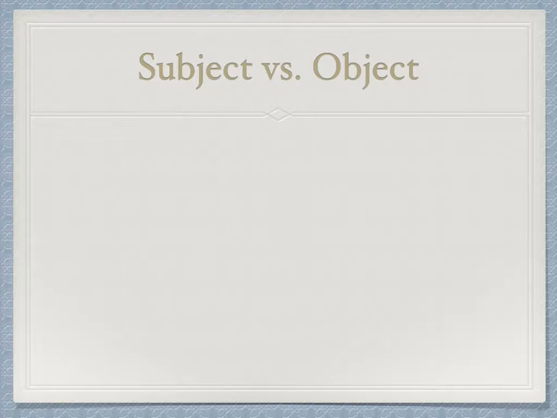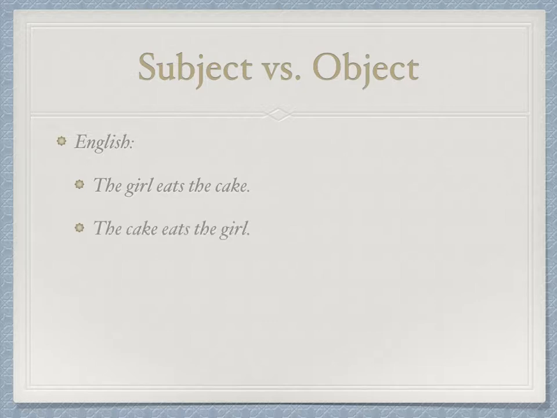So if we look at how this works in English, we have the girl eats the cake, and we can tell which one's which by the order of the sentence. So we have the subject coming before the verb and the object coming after. If we switch this round to say the cake eats the girl, it changes the meaning of the sentence entirely. The cake is now doing the action of the verb.